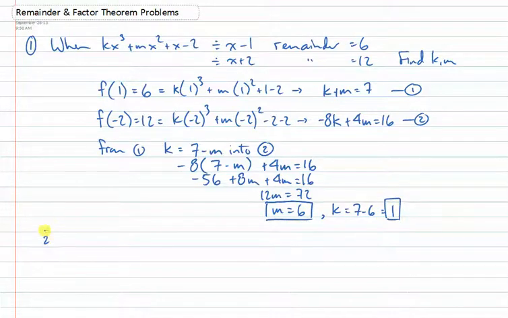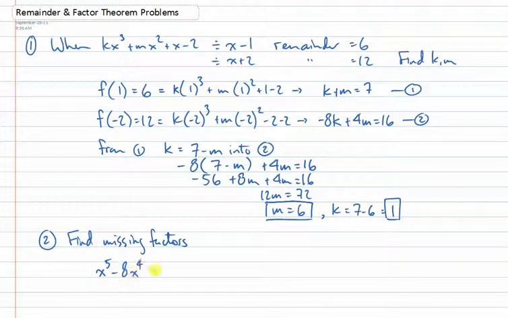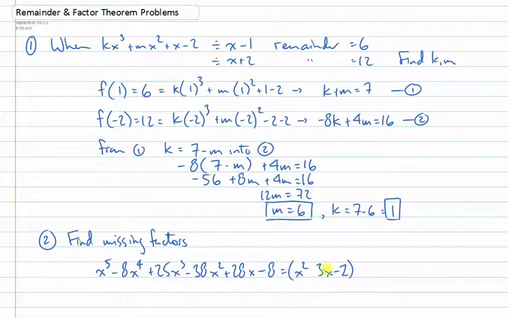A second problem is the following. Find the missing factors. Given x to the power 5 minus 8x to the power 4 plus 25x cubed minus 38x squared plus 28x minus 8 equals x squared minus 3x plus 2, and then there are 3 factors that need to be found.